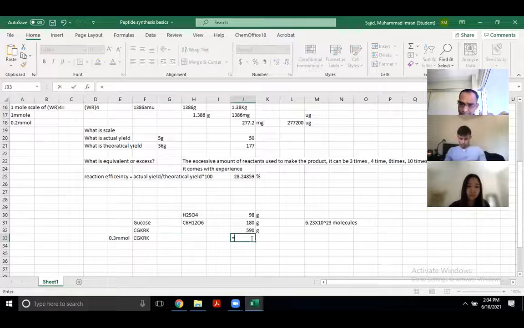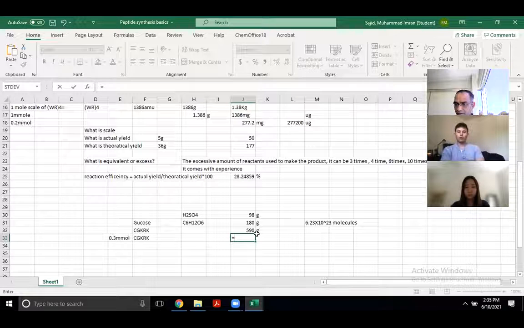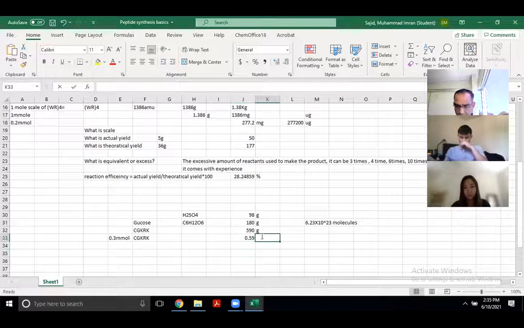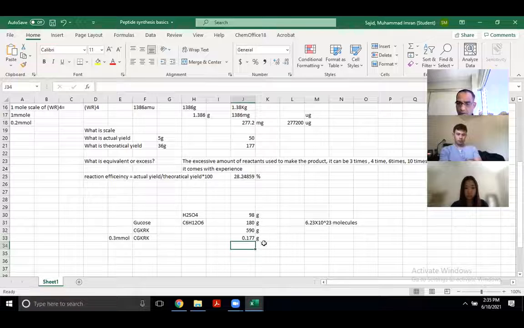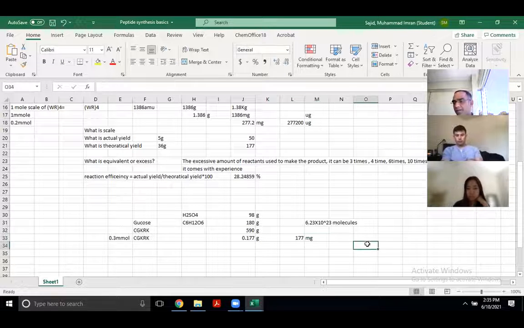Got it? But if I ask you to make 0.3 millimole of CGKRK, how much it should be? 177 grams. How did you calculate it? I multiplied 590 by 0.3. First we have to divide by 1,000. 590 divided by 1,000 becomes 1 millimole, right? And then I have to make it 0.3, so I will just multiply it with 0.3. So that will be 0.177 gram. If I want to make milligrams, it will be this multiplied by 1,000. 177 milligrams. You're getting me?